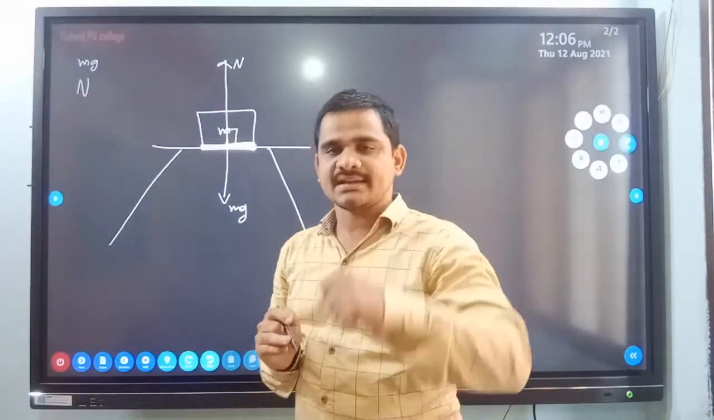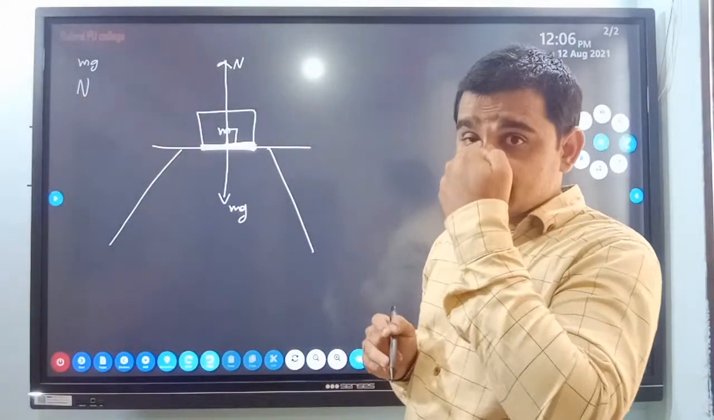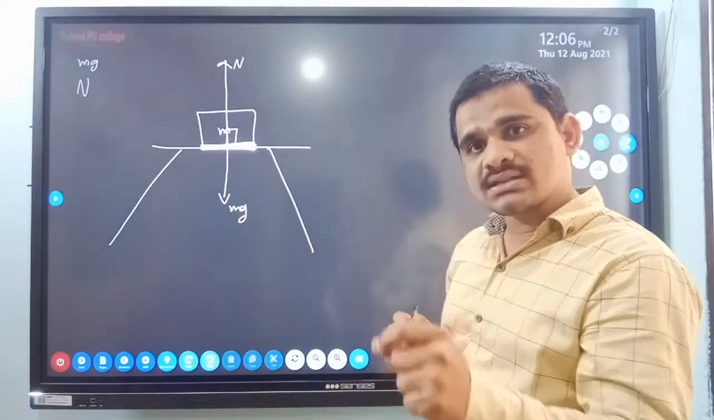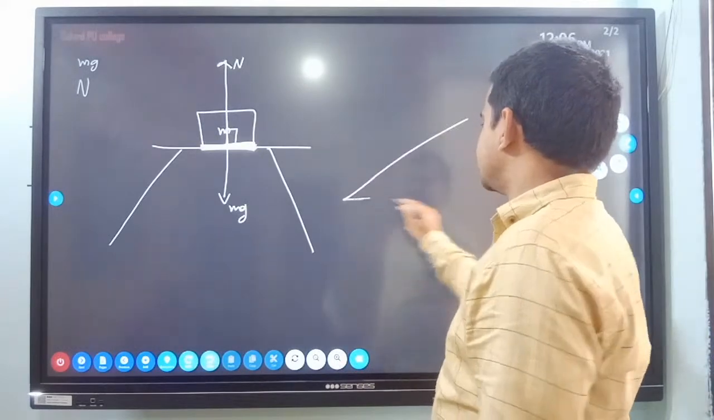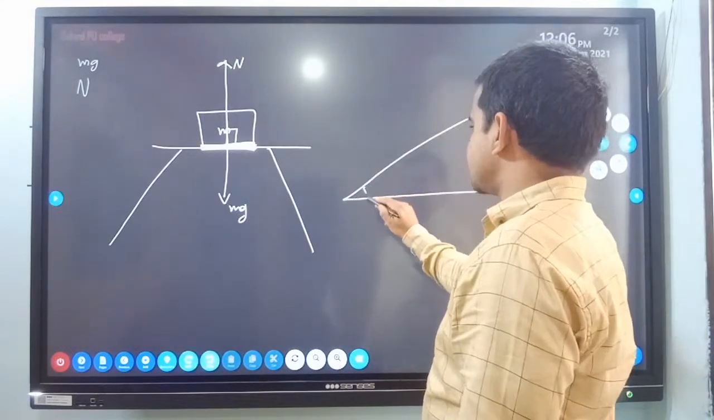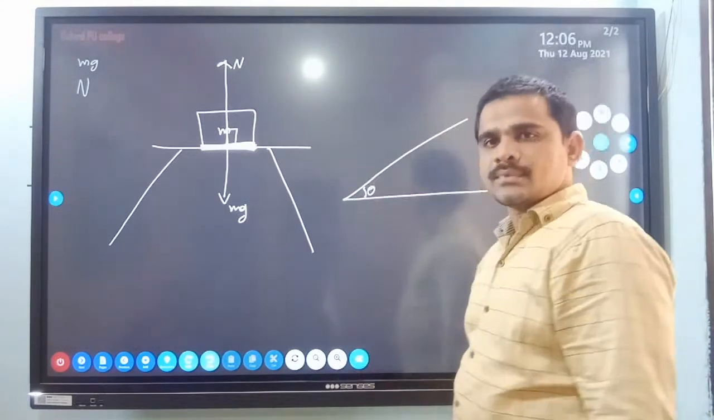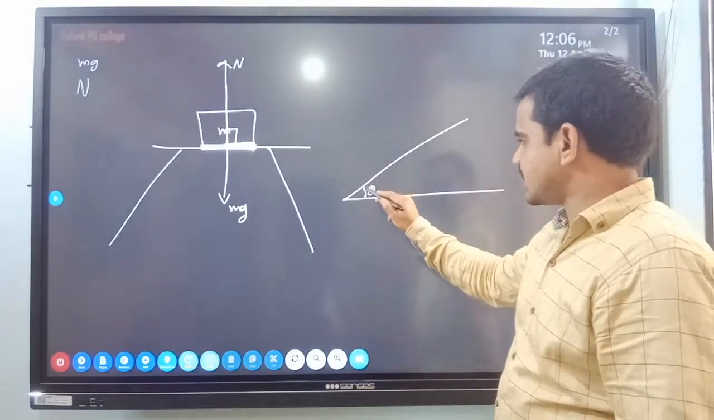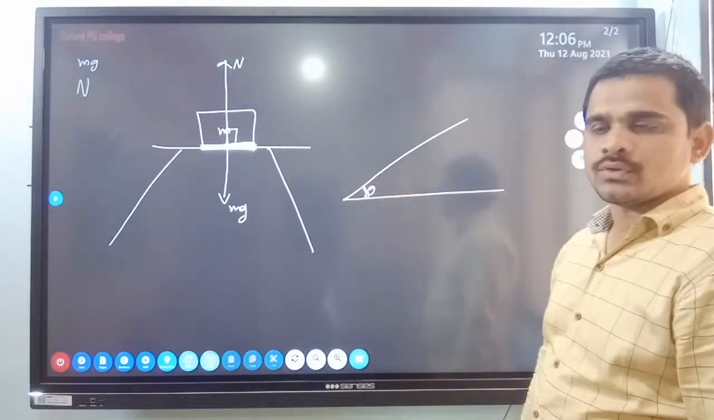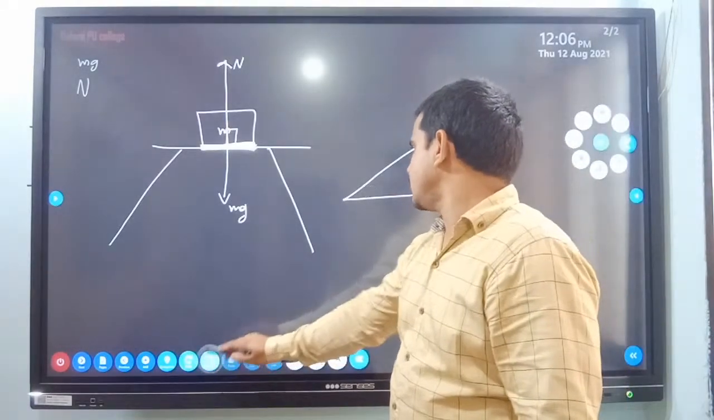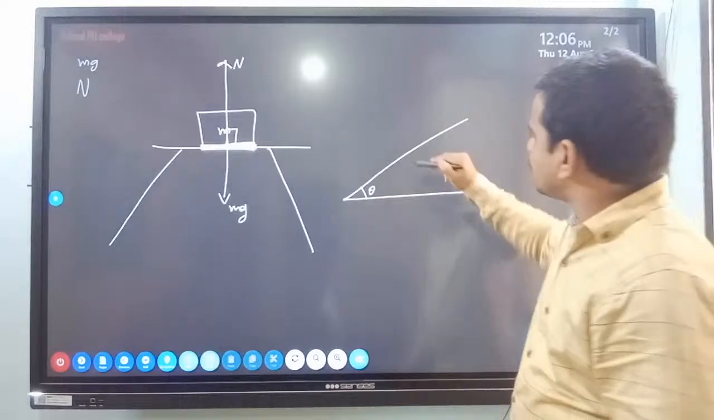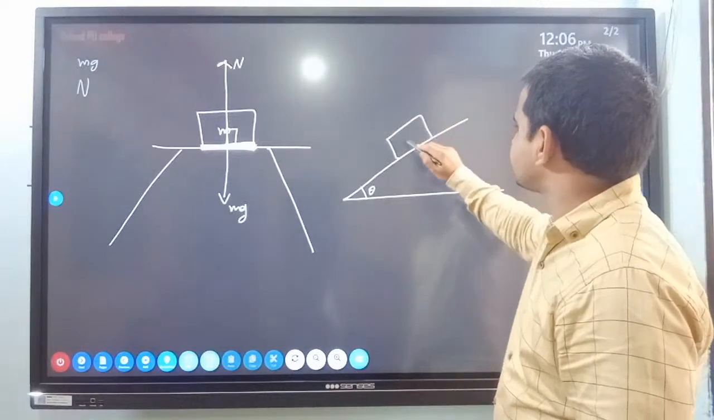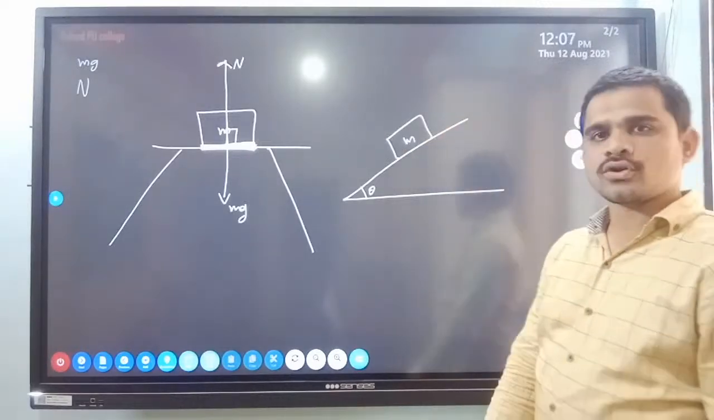For getting the clarity, now I am taking the same block of mass m on another surface, an inclined plane. This is the inclined plane, and this is the angle theta. On the inclined plane, now I am keeping a block of mass here.